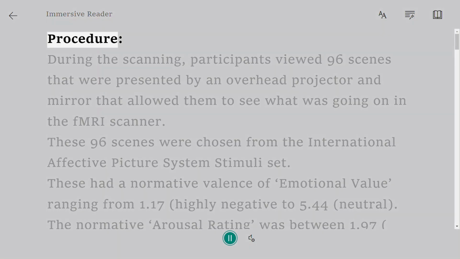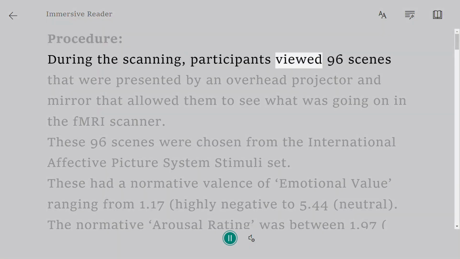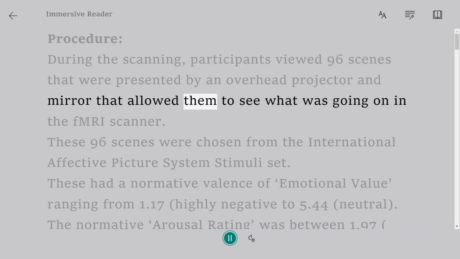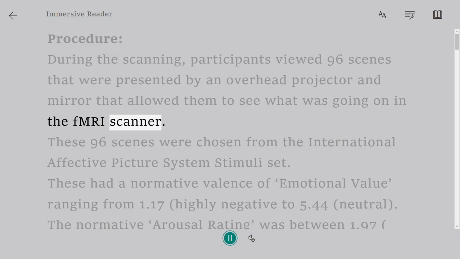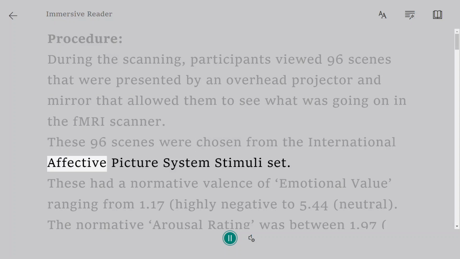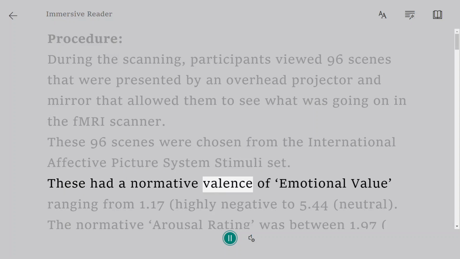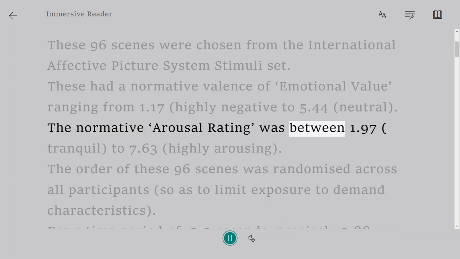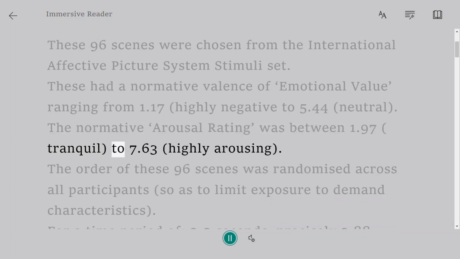Procedure. During the scanning, participants viewed 96 scenes that were presented by an overhead projector and mirror that allowed them to see what was going on in the fMRI scanner. These 96 scenes were chosen from the International Affective Picture System stimuli set. These had a normative valence of emotional value ranging from 1.17, highly negative, to 5.44, neutral. The normative arousal rating was between 1.97, tranquil, to 7.63, highly arousing.